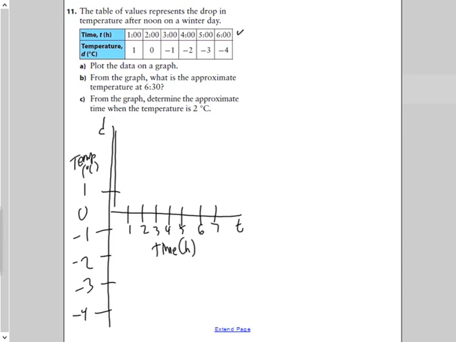So once we have that, at 1 hour, it's 1 degree. At 2 hours, it's 0. I'm going to go through this, so I better move my time over here. At 3 hours, it's -1. At 4 hours, it's -2. And at 5 hours, it's -3. So our graph looks like this.